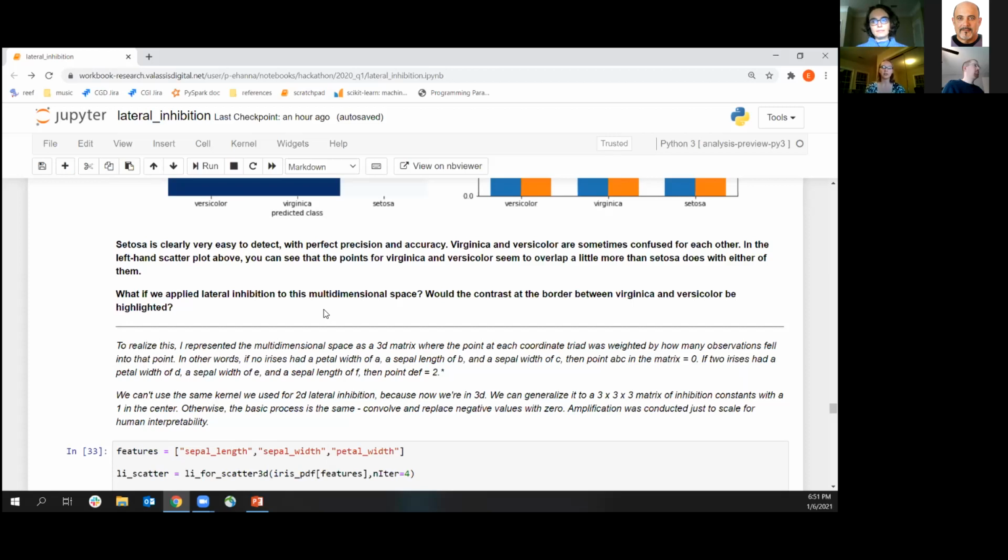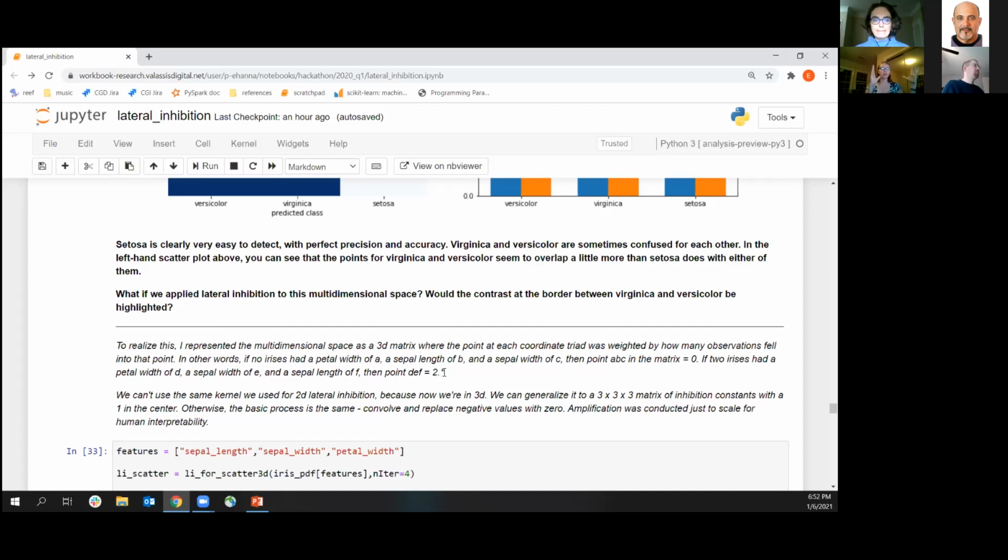But if you had, say, 2 irises that had a petal width of A, a sepal length of B, and a sepal width of C, then point A, B, C in the matrix would be 2. I unfortunately wrote a different thing than I said. That's if no irises had that particular set of features, then we would say that in that 3-dimensional matrix, the point would be 0. If there were 2 irises with a petal width of D, a sepal width of E, and a sepal length of F, then the point DEF would be weighted at 2, etc. So it basically corresponds to the number of observations that fall into that particular triad of coordinates.